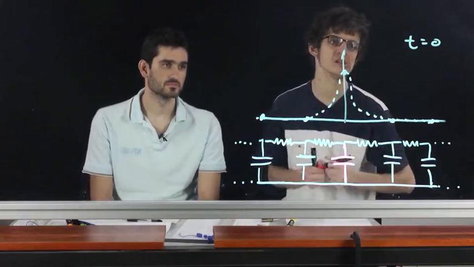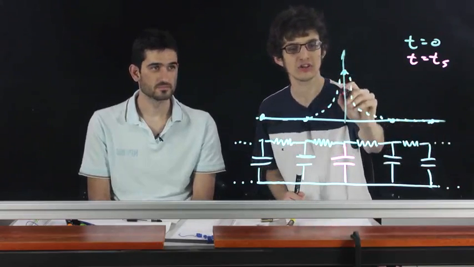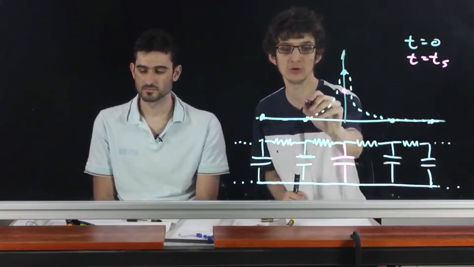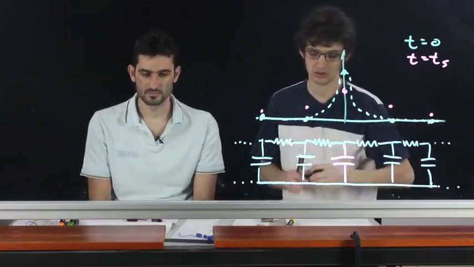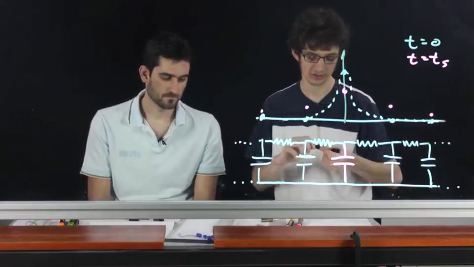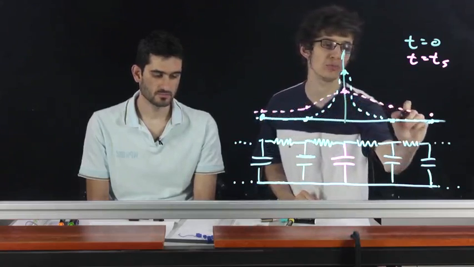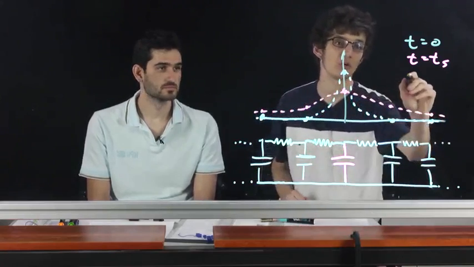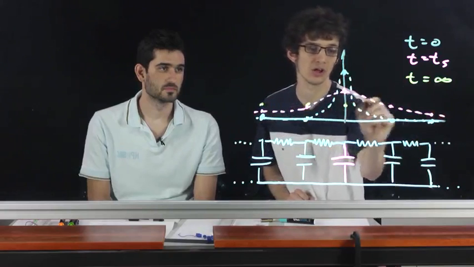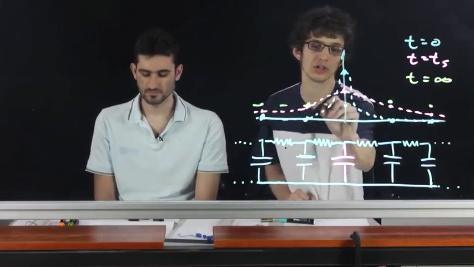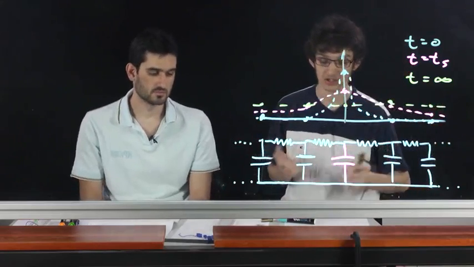Now, after a time Ts, let's call it a time constant, the voltage in the middle one is going to go down, and the voltages of the other nodes are going to go up as the charge disperses across the circuit. So the curve would look more like this. It'd be a much flatter Gaussian. And if we wait long enough, so if t is infinity, all the voltages are going to be equal in all the nodes. So a horizontal line.